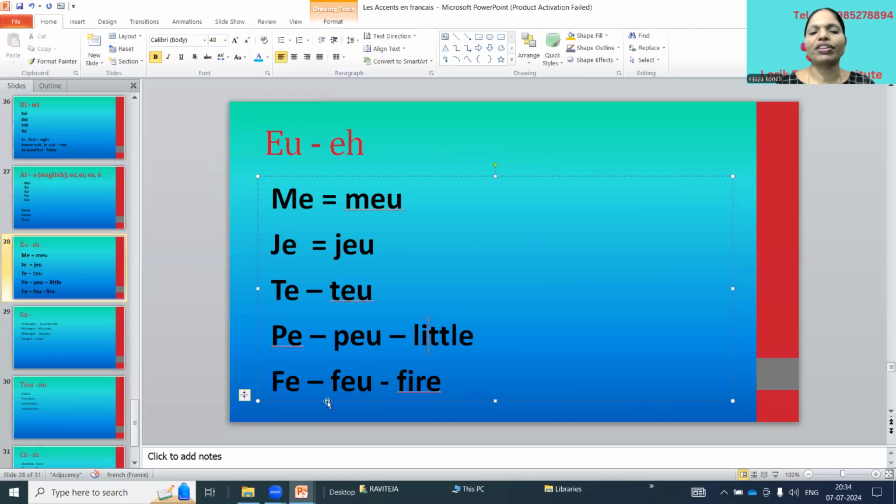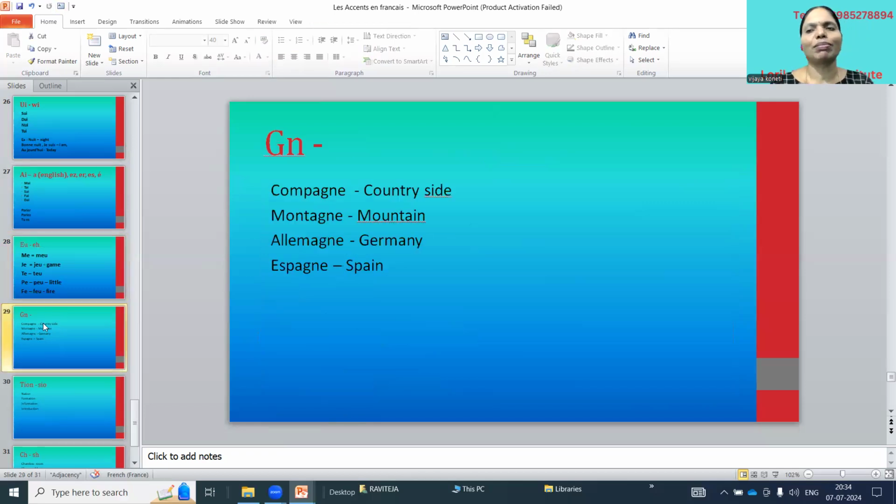And next one, FE, pa. FE and FEU have the same pronunciation. Pa. Pa means fire. And JU, za, is also one word there. Game actually. D'accord? And the next one, alphabet sounds are the same as B means ba, same as English only. Almost all the alphabets.